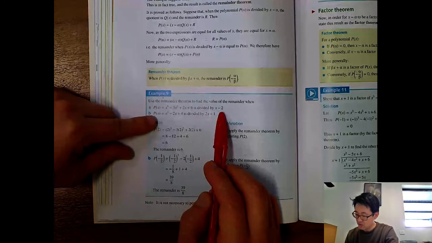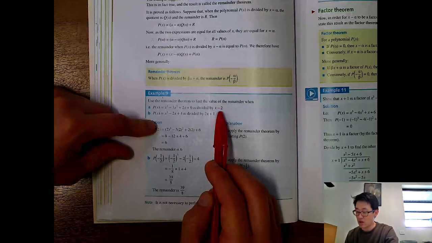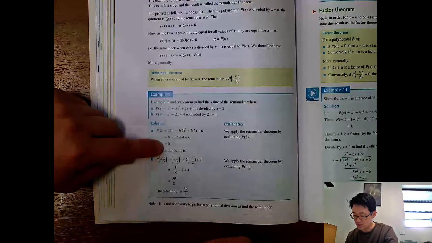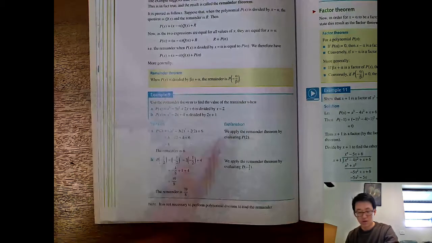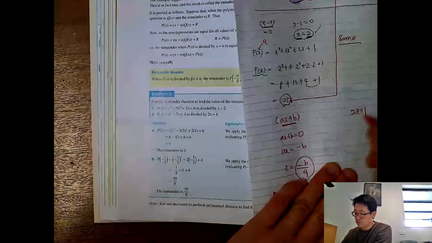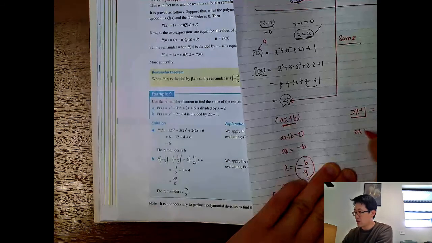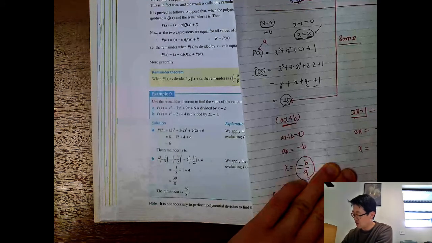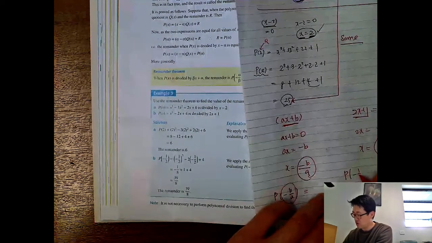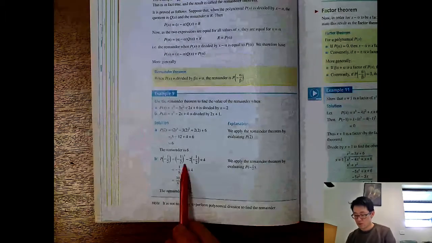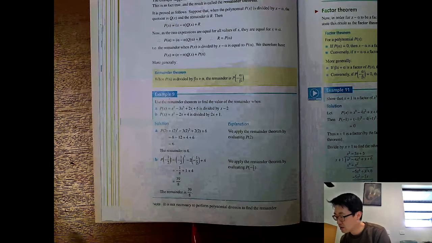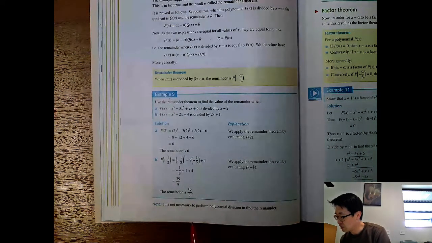Divide by x minus 2, therefore x equals what? x minus 2 equals 0, x is 2. So we plugged in 2 here, and we got 6 there. Okay, and then the second one, we make 2x plus 1 equals 0, 2x equals minus 1, x equals minus 1 over 2. Then all I need to do is plug in minus 1 over 2. Following that, you will get 39 over 8. It is a pretty simple thing.